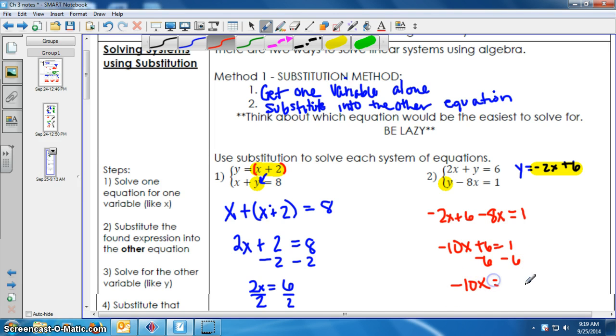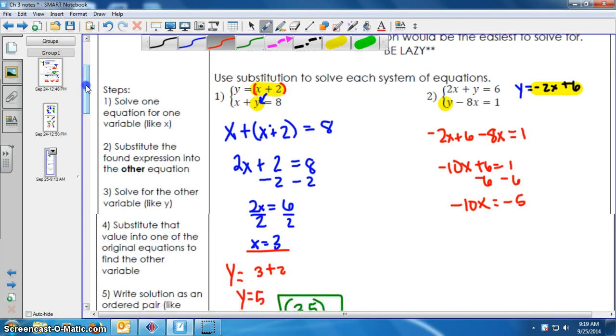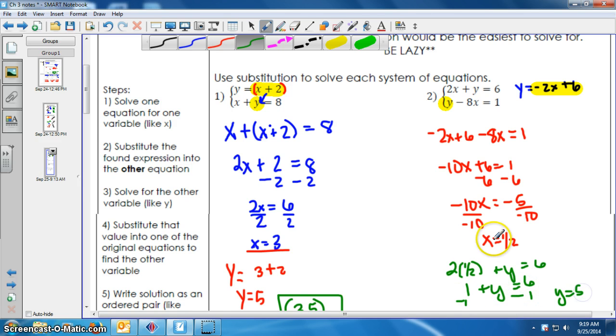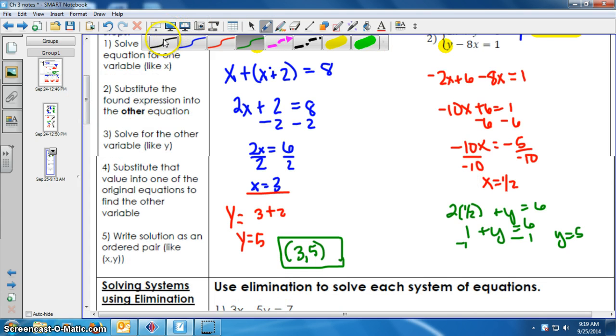A lot of times once we solve this, we think we're done, but we're not. We've only got part of our answer. Remember, it has to be written in this form, and we have only solved for one variable at this point. So now we have to plug it back in, and it doesn't matter which one you plug it back into, but use one of the original equations up there. We'll use the top one. 2 times 1/2 plus y equals 6. So half of 2 is 1. And then subtract the 1. So we get 5. If y is 5 and x is 1/2, that ordered pair would be (1/2, 5). And that's our final answer.